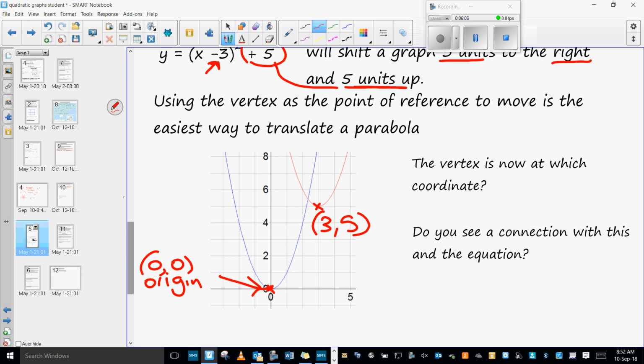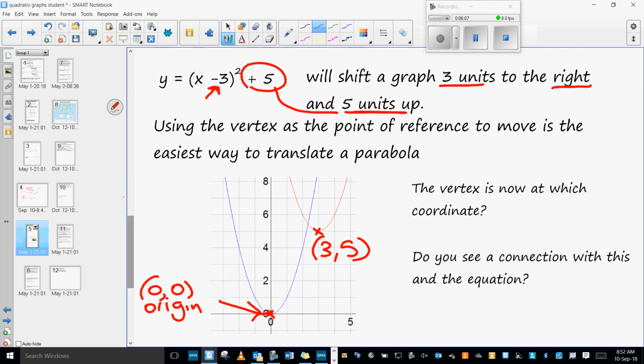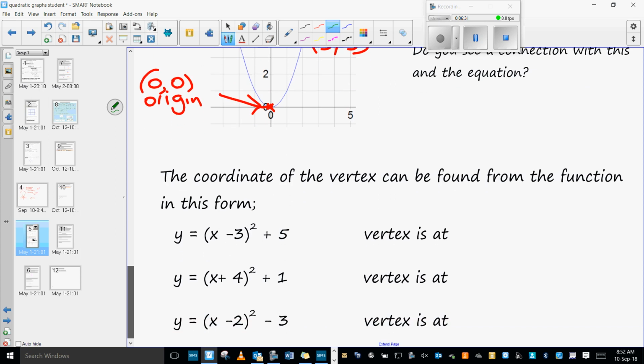Okay, so if my vertex is at 3, 5, do we think that we would be able to just look at this equation here, not expand it, not do anything with it, and tell me where the vertex was? Well, I'm hoping that you could. This is the one we've just done, so our vertex was at 3, 5.